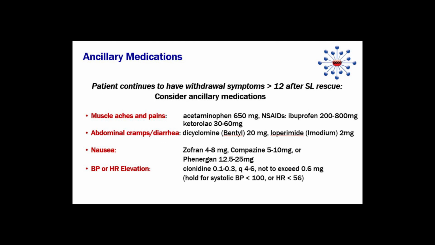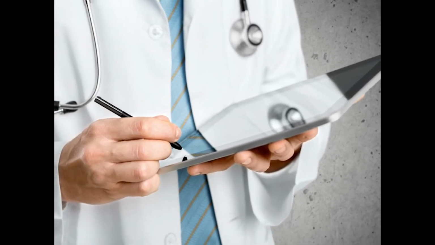If the patient still has withdrawal symptoms with a COWS score over 12 in either arm, certain supportive medications can be ordered or prescribed for pain, nausea, stomach cramps, as shown here. So now you know the protocol.